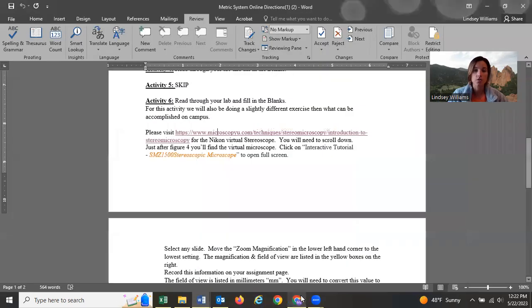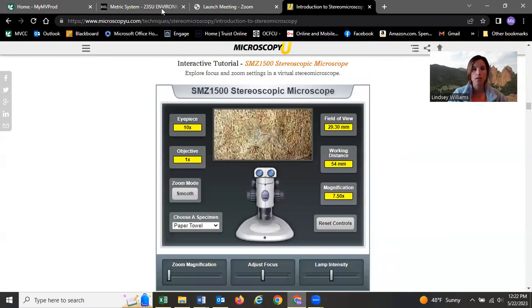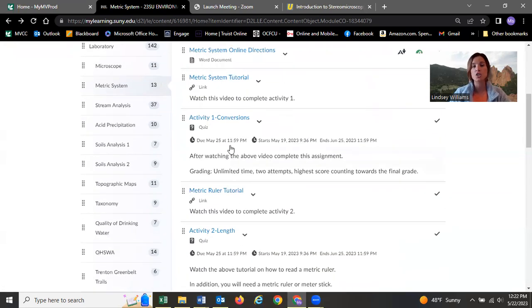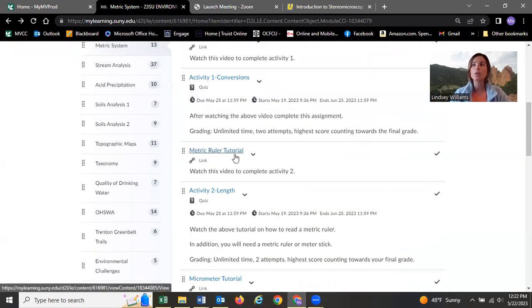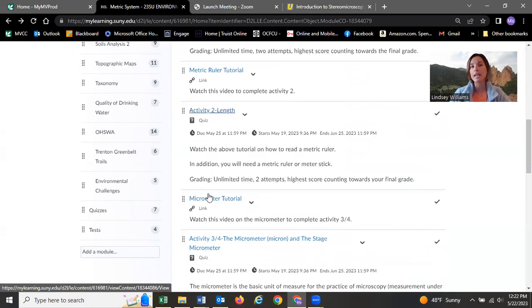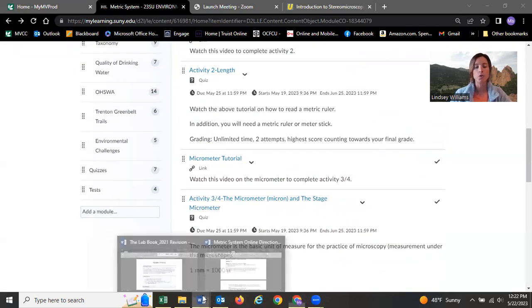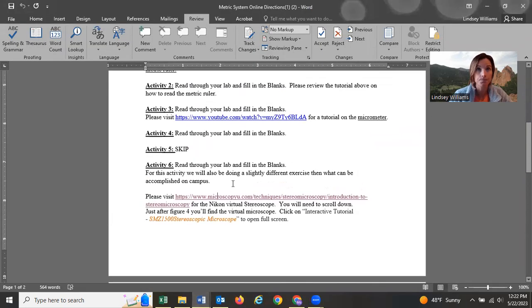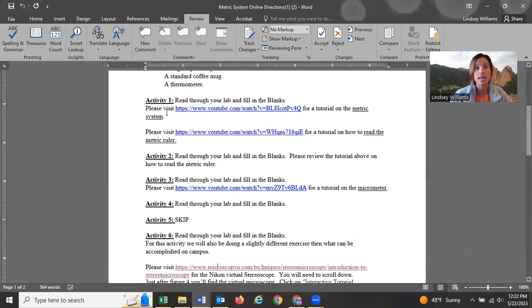So again, this is pretty straightforward. You are just going to go through all of the different activities. I've put the tutorials ahead of the activity that you would want to review it for. So the metric system tutorial right before you're going to do some conversions, reading the ruler right before you're going to be measuring some lengths. Okay, and then all of those, of course, are consolidated on your directions here and listed at each activity you might want to use it for.